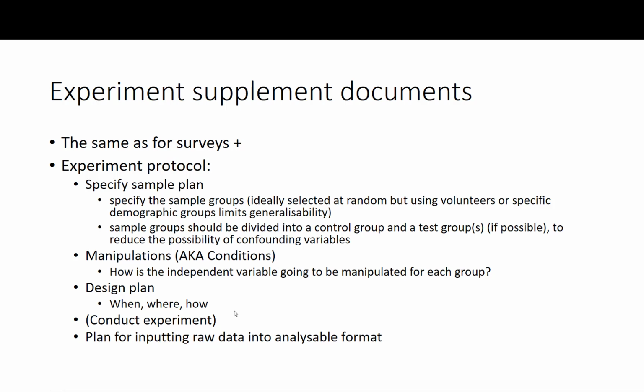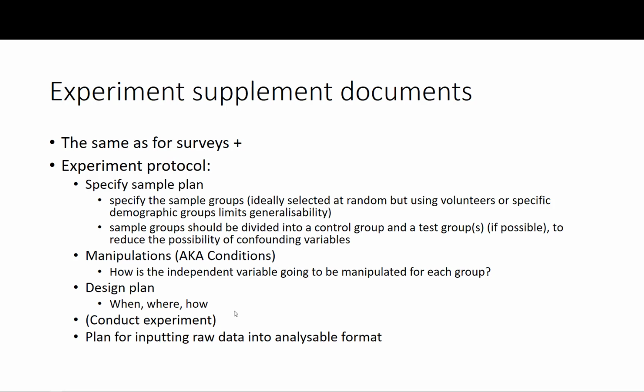So, if you are doing research task 3, and your project has decided to do an experimental method, you will need to include an experiment protocol in your submission. The experiment protocol itself requires you to specify the sample plan. This is on top of the sample frame that you create in terms of identifying eligible participants.